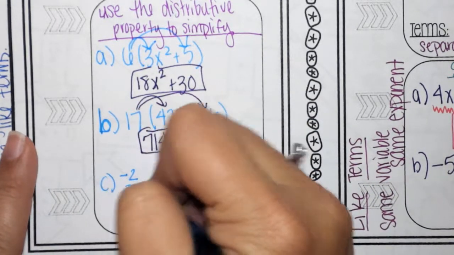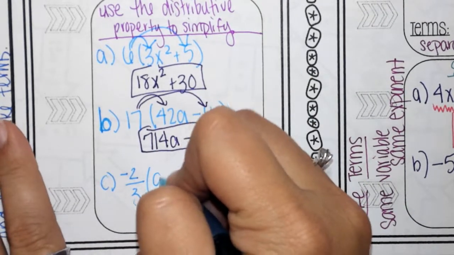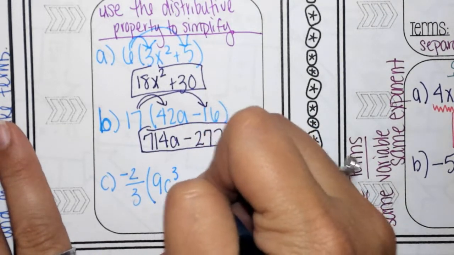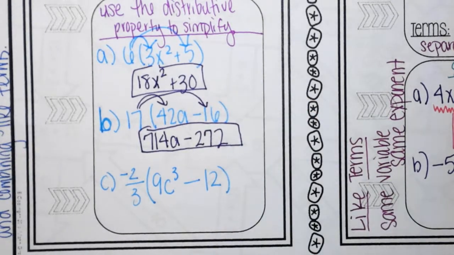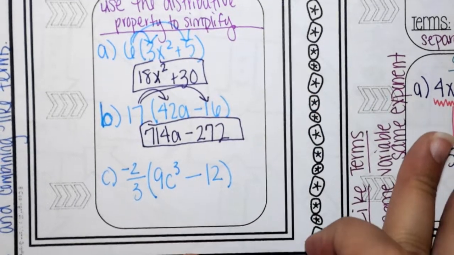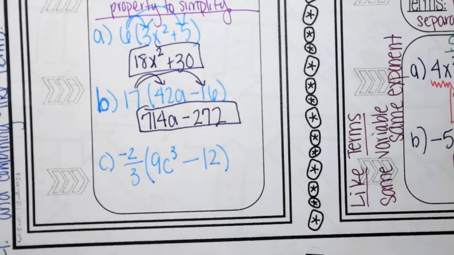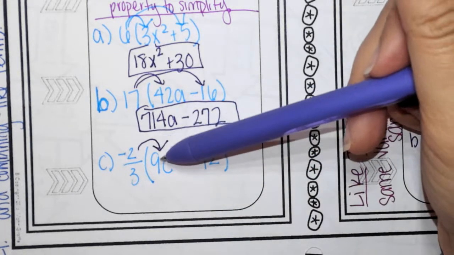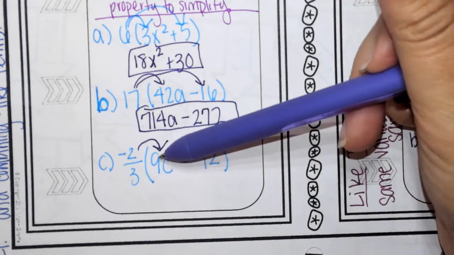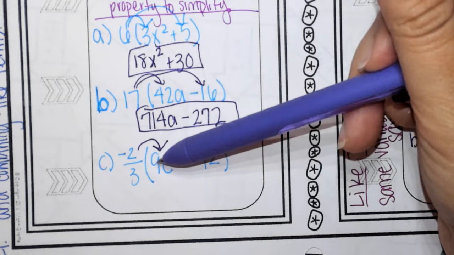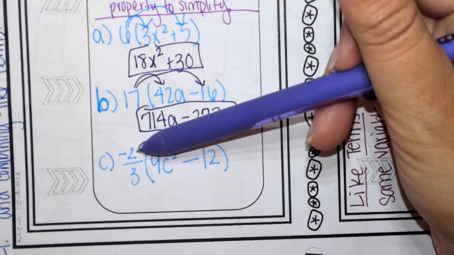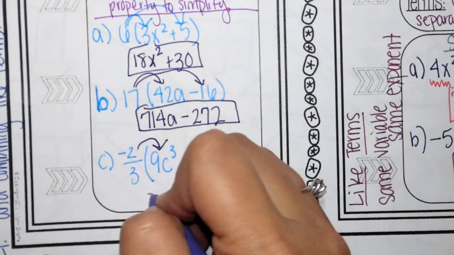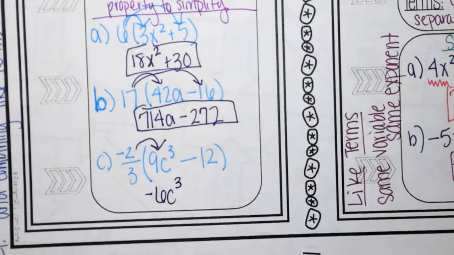Negative 2/3 times 9c cubed minus 12. We're going to go crazy on this one. Can we distribute a fraction? Yes. We're not afraid of fractions. Fractions are friends, not food. So, negative 2/3 times 9. 3 goes into 9 how many times? 3 times. 3 times negative 2 is? So we have negative 6c cubed.